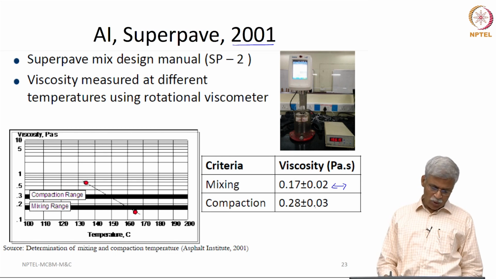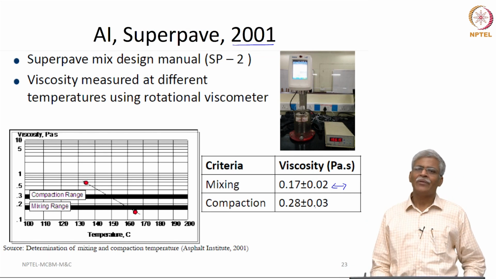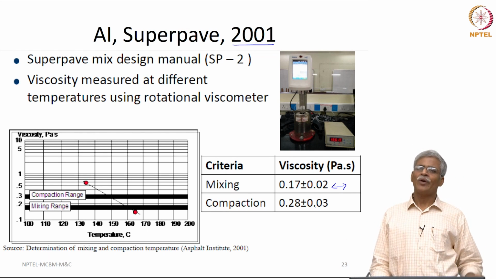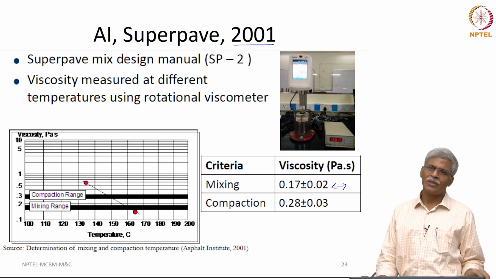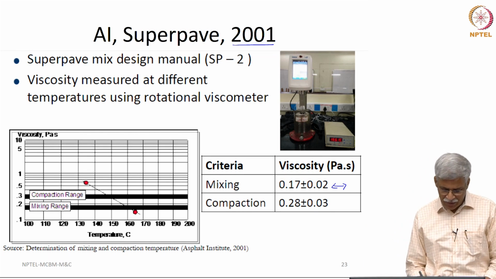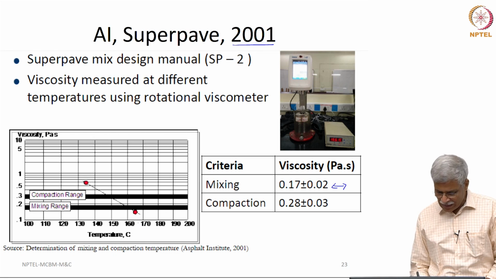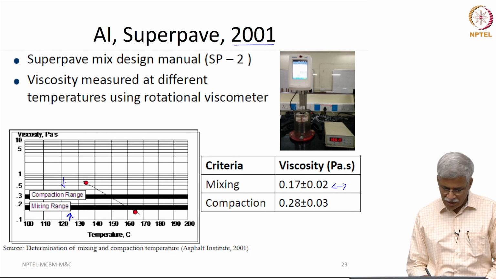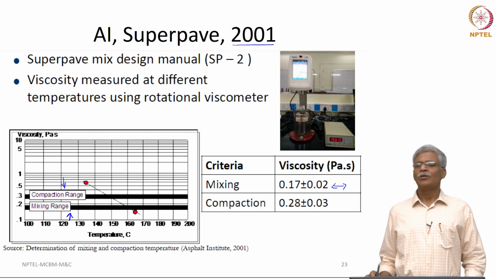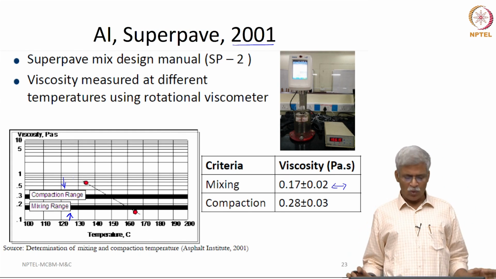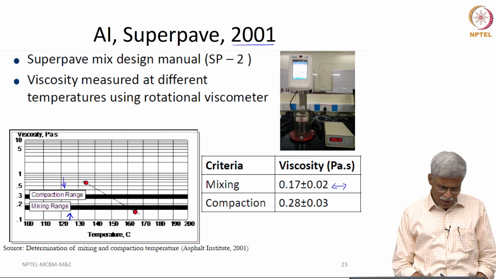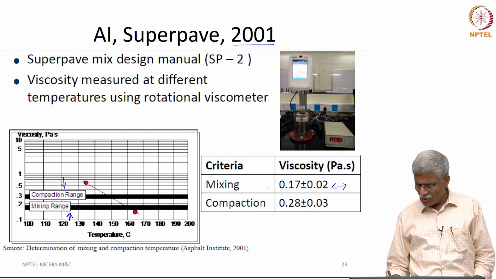In fact, there is also an ASTM standard that tells you how to draw the viscosity versus temperature graph, and you can actually see it is given clearly. This chart says what the mixing range is and what the compaction range is. So far so good. So, we know what to do, and you can even ask, so what is the sanctity of this 0.17 and 0.28?